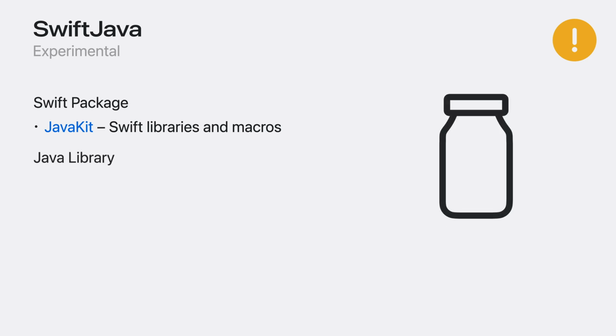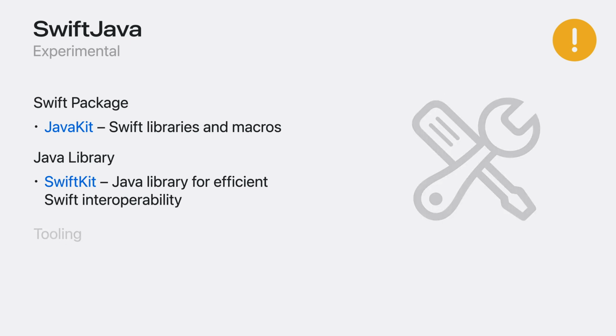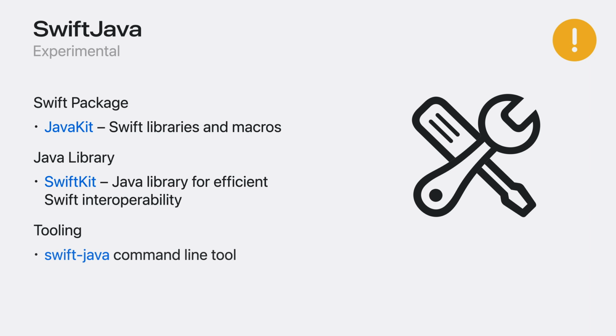Next, we have a Java library called SwiftKit. It helps Java applications deal effectively with Swift objects. And finally, the SwiftJava command line tool and other build system integrations, like for example, the SwiftPM plugin, or even the work-in-progress ways to integrate with popular Java build tools such as Gradle. Let's redo that last example, but this time we'll use the tools provided by SwiftJava.